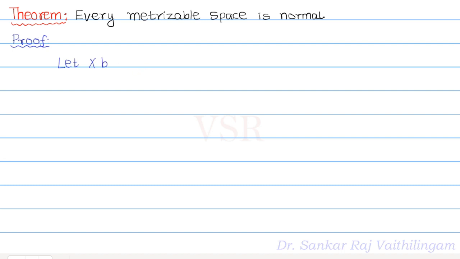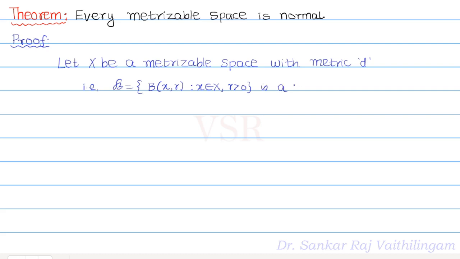Let X be a metrizable space with metric d. That is what this fellow is: a basis. The basis B is the collection of all balls. A ball with center x and radius r, where x belongs to X and r is positive, is a basis element, a basis for tau. So for a given topological space, if a metric induces a basis, then we say that X is a metrizable space.